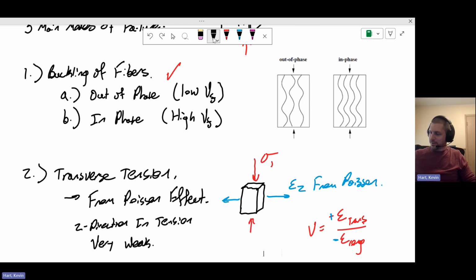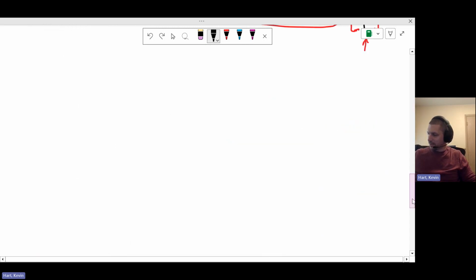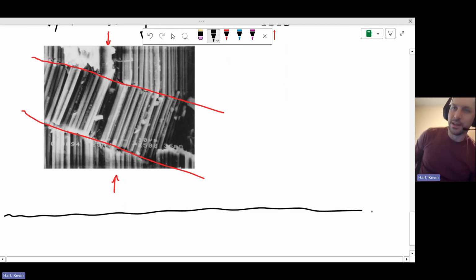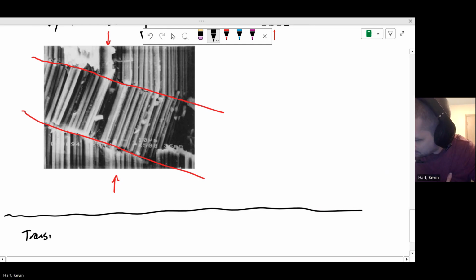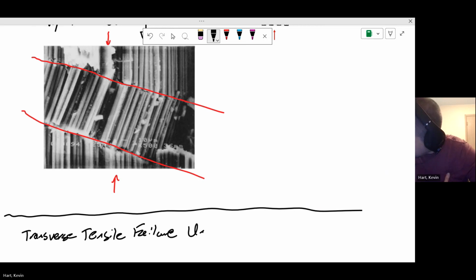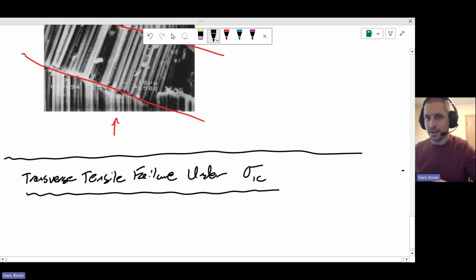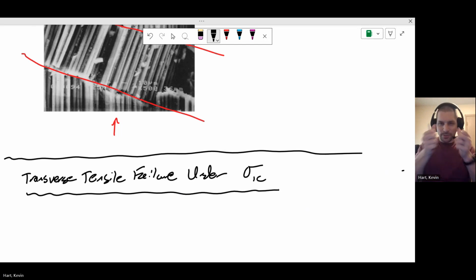So how can that lead to failure? Well, there's some sort of math behind this, and I'll show you what that math is now. So let's get into failure by transverse tension when loading in longitudinal compression. So transverse tensile failure under sigma 1 compression, right? So we're loading in sigma 1 compression. We're not actually applying any transverse tension in the two direction. We're not loading with stress in the two direction. It's just a result of the Poisson effect.